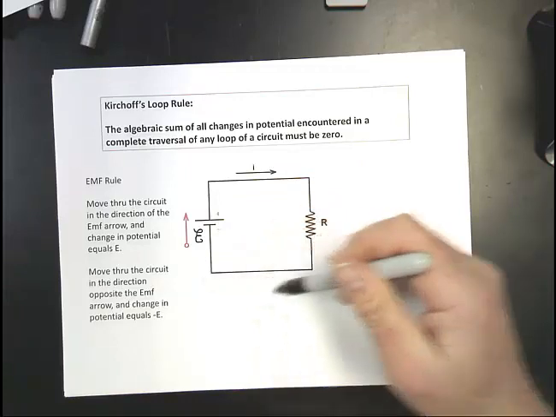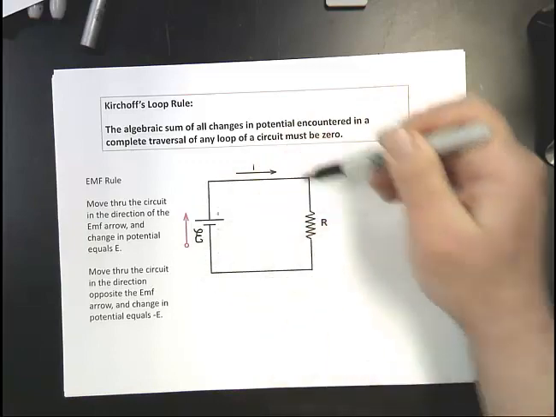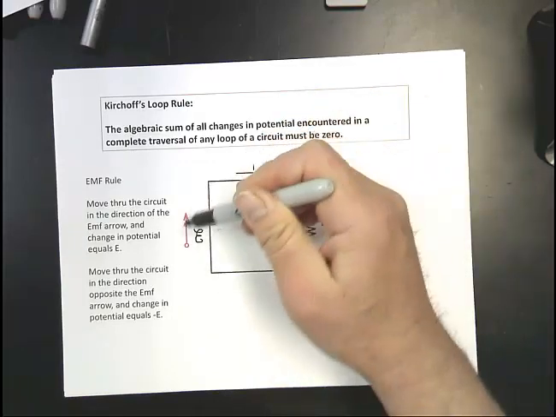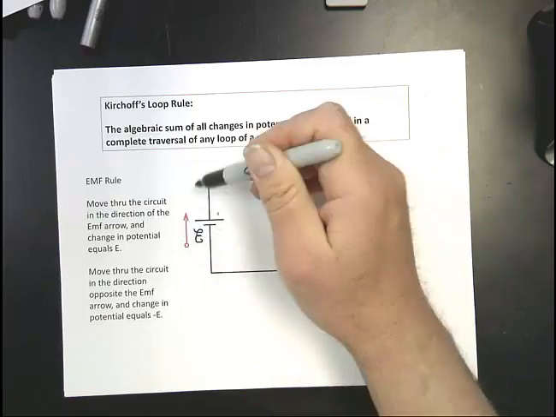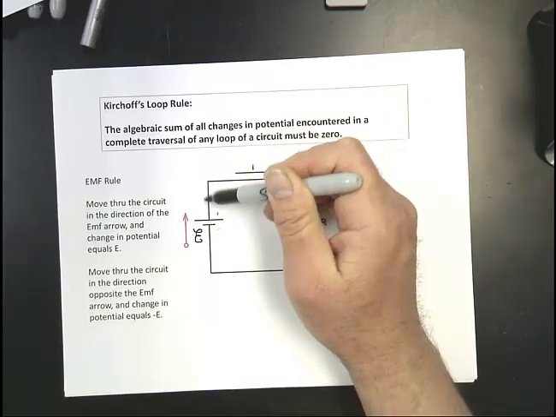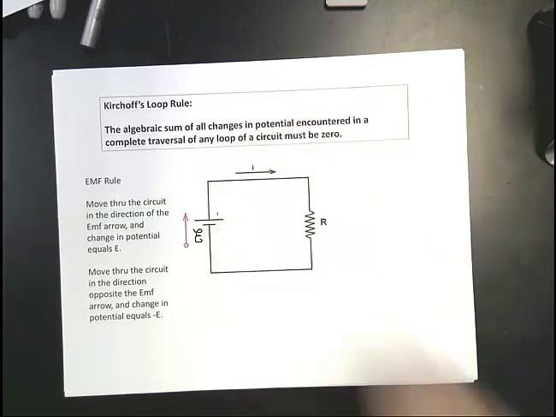If you decide to move through the circuit this way when you write your equation, because it's totally up to you, when you write this into your equation, it'll be a negative value because you're going from the high end to the low end, okay, as you move through the circuit.